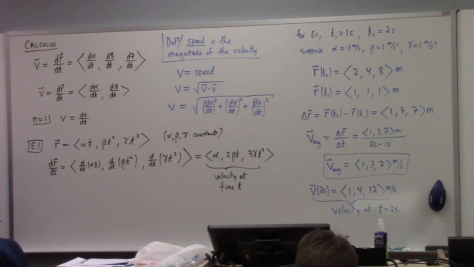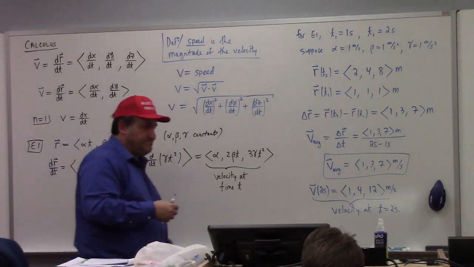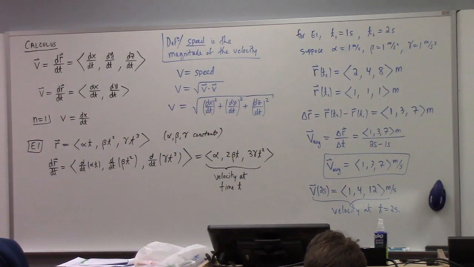So speed is to velocity as distance is to displacement. Distance traveled is the wrong thing to say. Distance is to displacement. Going back, we had a displacement. So this is the displacement. The distance between events is the magnitude of the displacement. All right? Magnitude of the displacement.